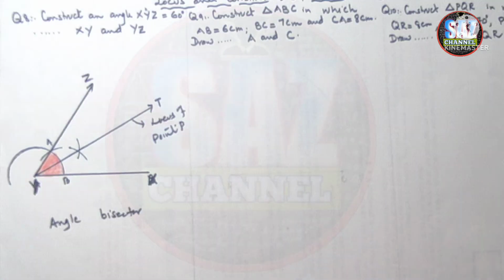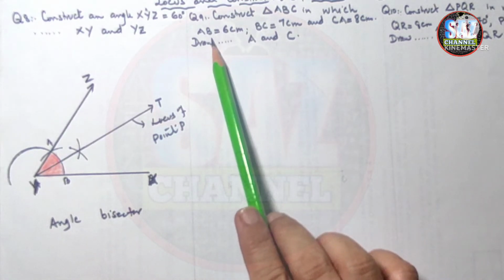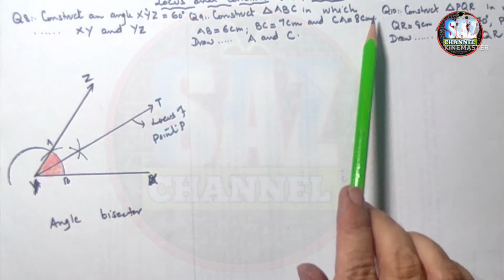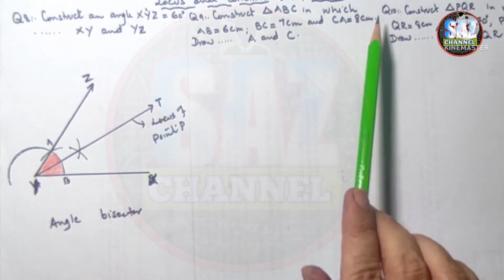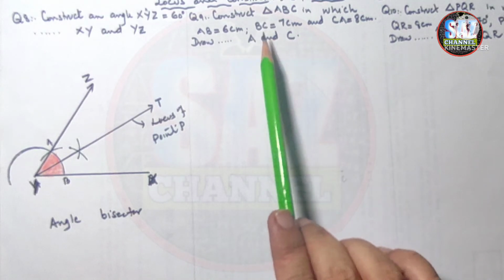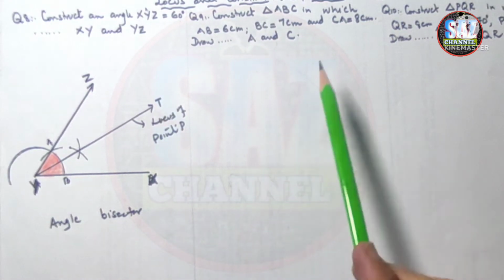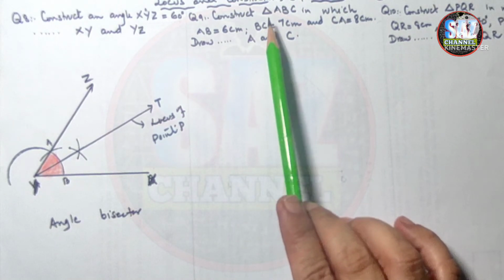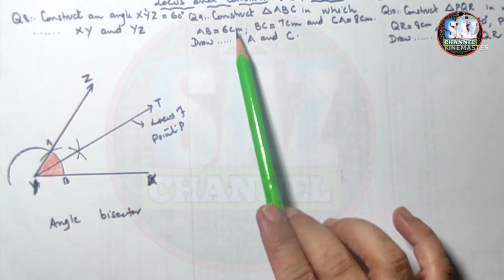Moving to the next question, let us read the question. Construct the triangle ABC, in which AB is 6 centimeter, BC is 7 centimeter and CA is 8 centimeter. Draw the locus of the point P such that it is equidistant from A and C. Okay. Now, look students, first of all, the basic thing that we have to do here is to construct the triangle when all three lengths are given.